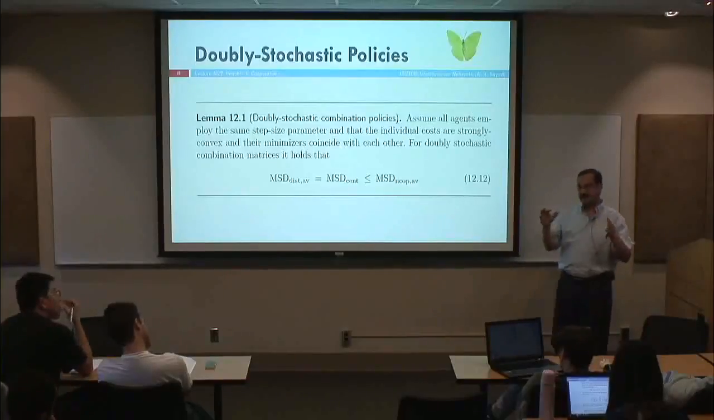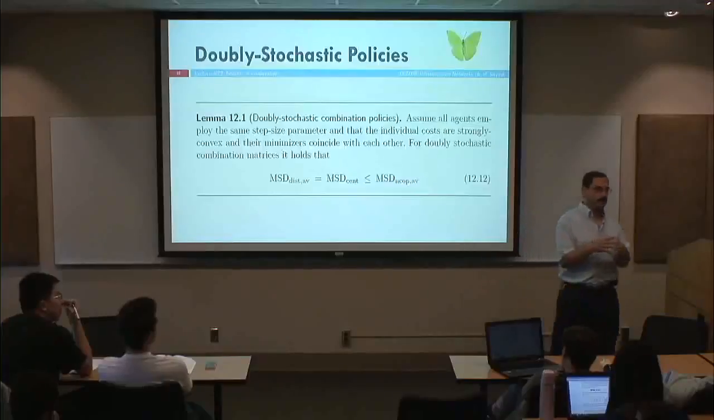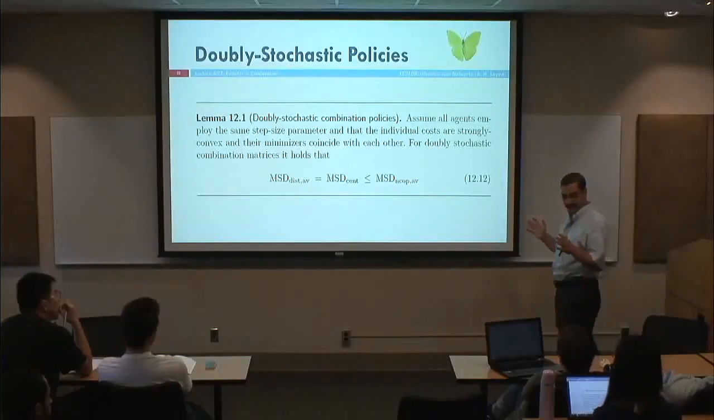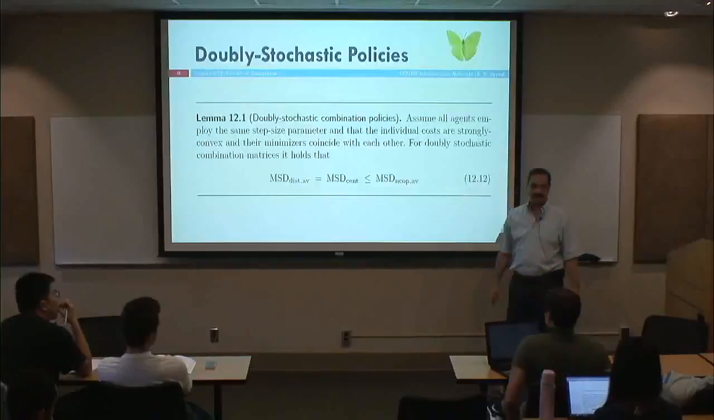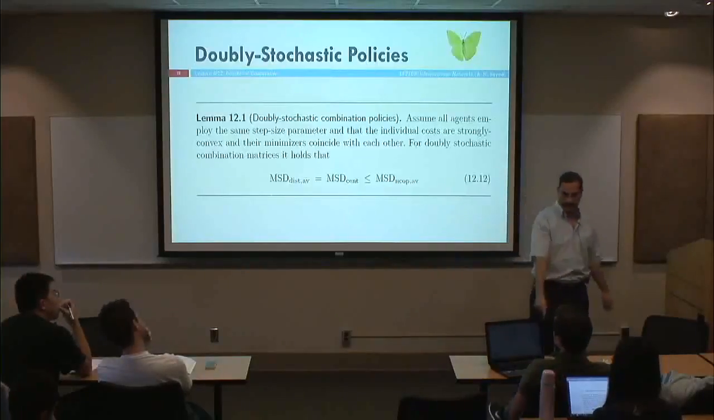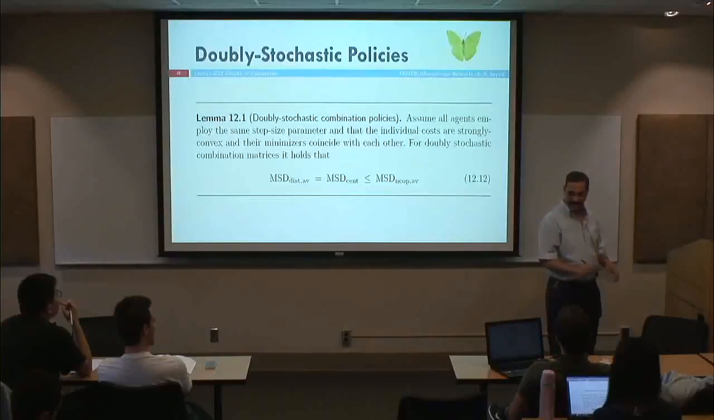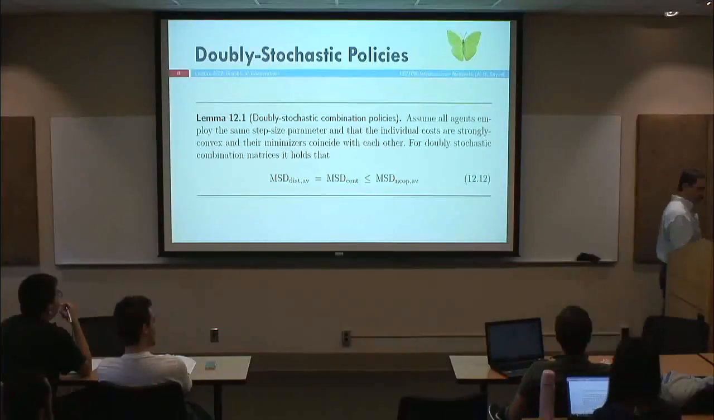So as a whole, as a group, you will always benefit from working together. This is what this is saying, right? The group will benefit from working together, and you can do as well as the centralized solution to first order in mu. Yes? Shouldn't this be strictly less than? Yes. Yeah, the lemma was strictly less, right? Yes.